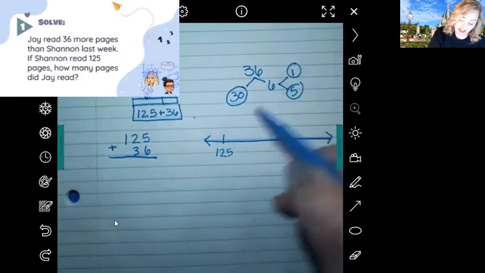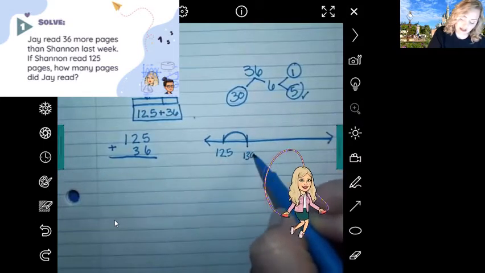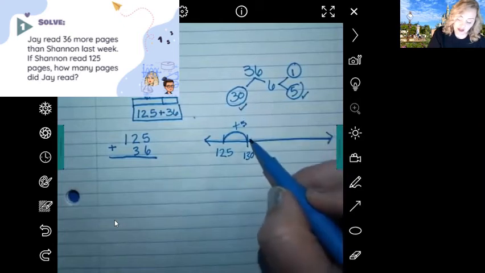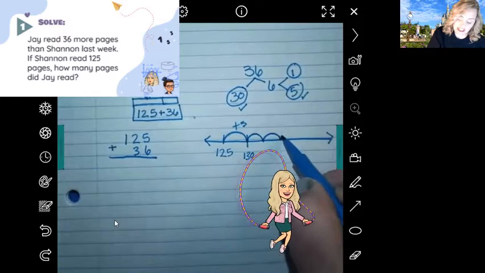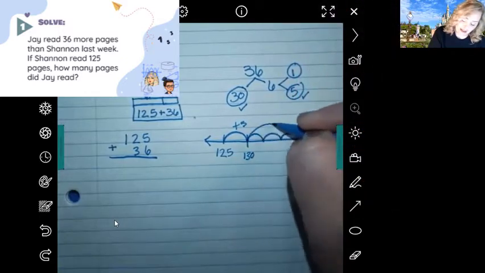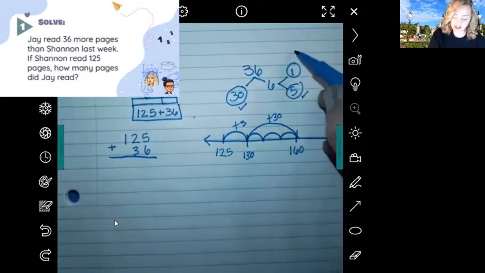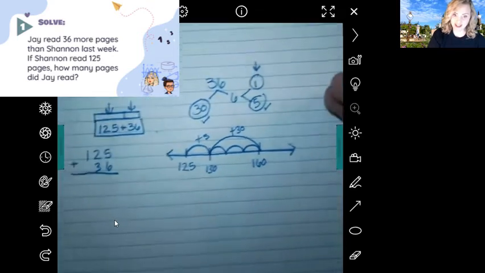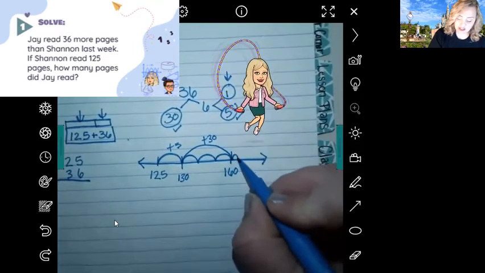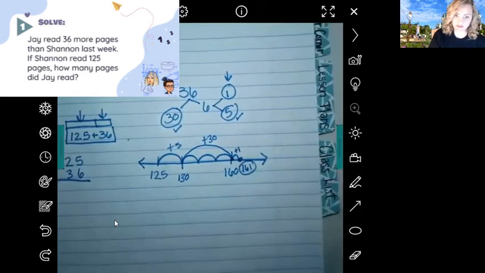A jump of, I think I'm going to go a jump of 5 first, because that's going to make me get to 130. And then I'm going to add 30 more. So 30, 40, 50, 60, 160, because I did 3 little jumps of 10, but it was a total of 30. So now the only thing I have left is this 1 right here. And I'm going to jump just 1 more, and then my answer is 161. So that was the number line.